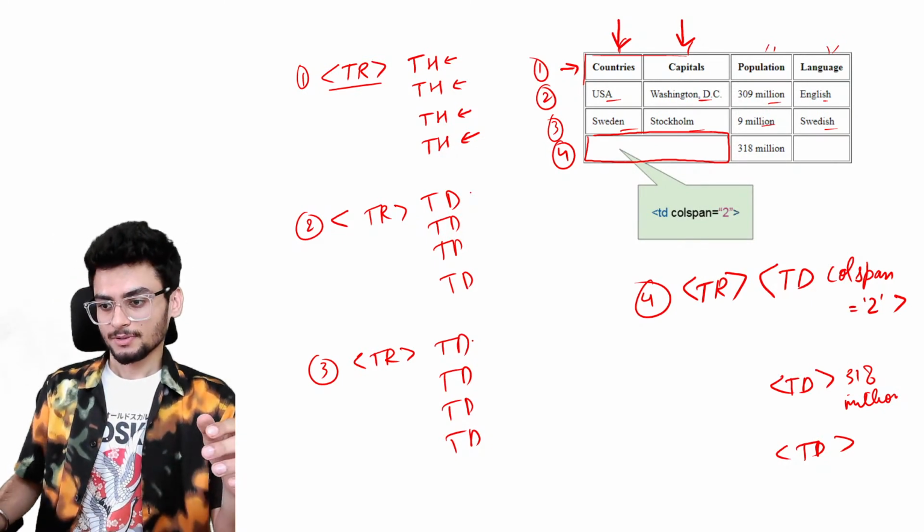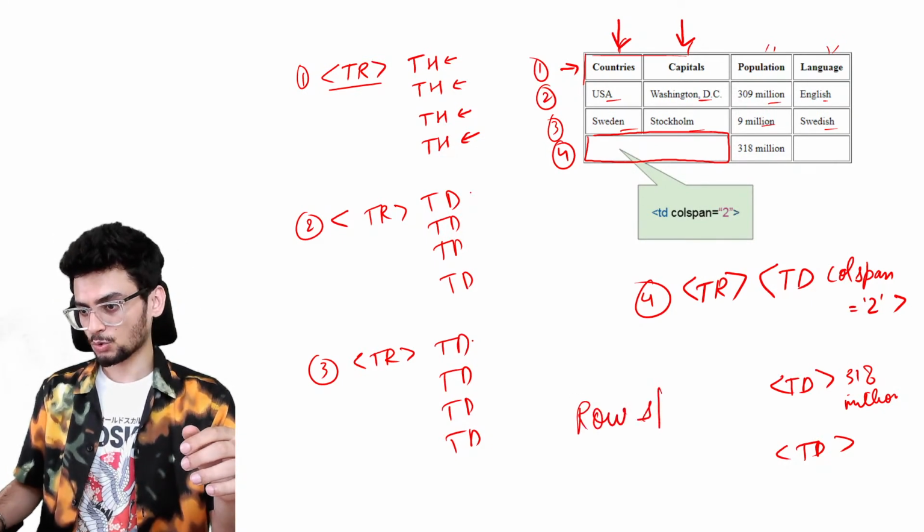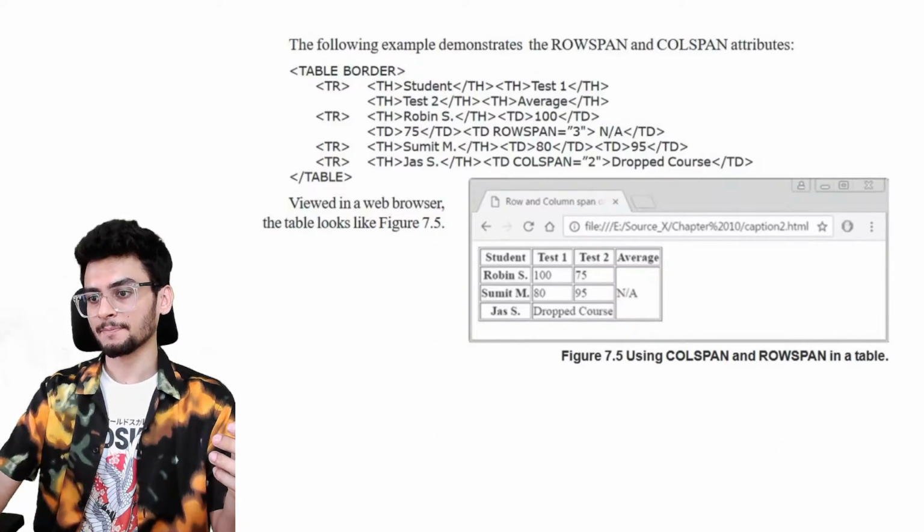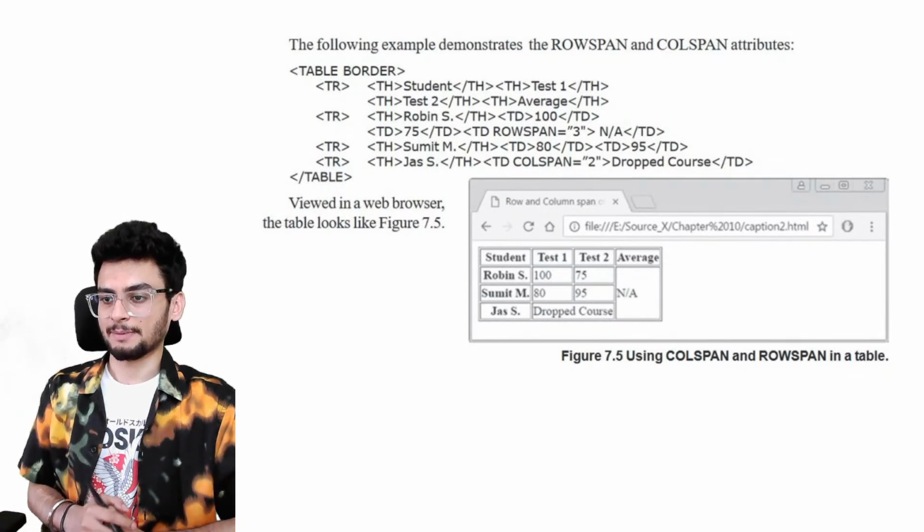Everyone understood? We are looking at row span and column span. We have covered a few examples. Let's look at more ahead. Let's have a look at this example.